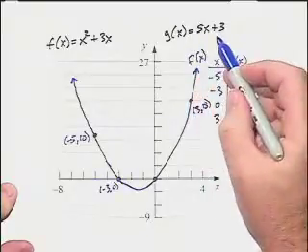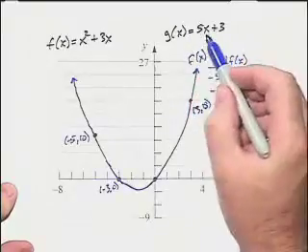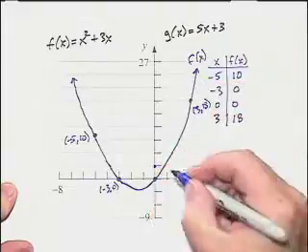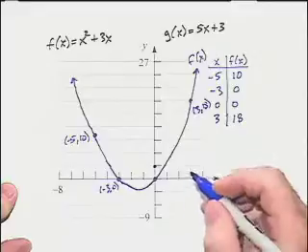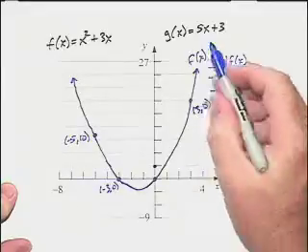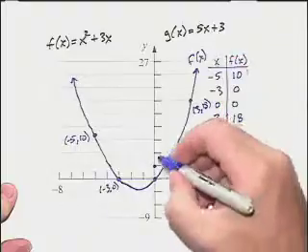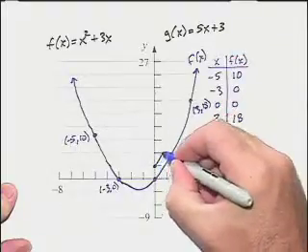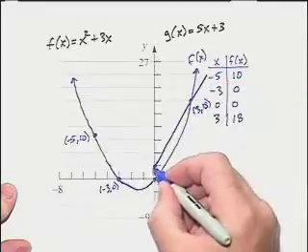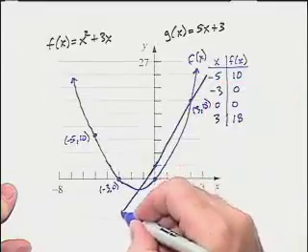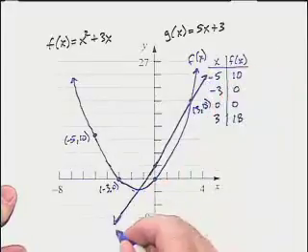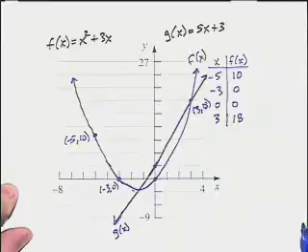g of x is a linear equation. So we have a linear function here. The y-intercept is 3. And plot that. And we can pick one other point. Say x is equal to 3. If x is 3, g is 18. So we'll connect these two points. And that's the graph of g of x.